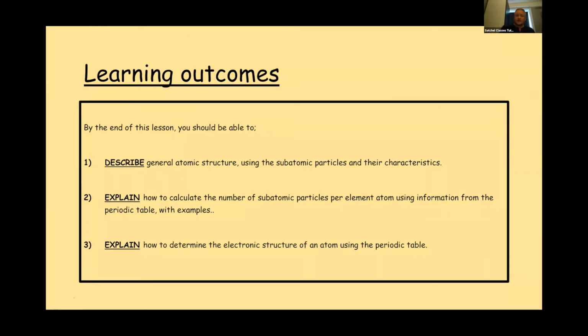So that then is explain how to calculate the number of subatomic particles per element atom using information from the periodic table with examples. The last bit, explain how to determine the electronic structure of an atom using the periodic table. Let's get on to that now then.